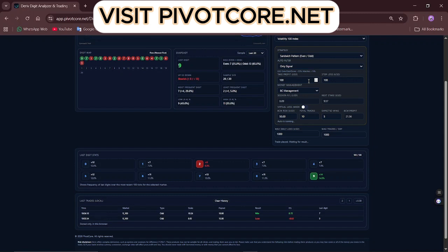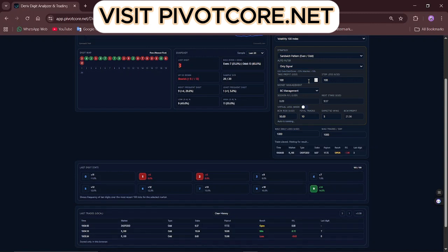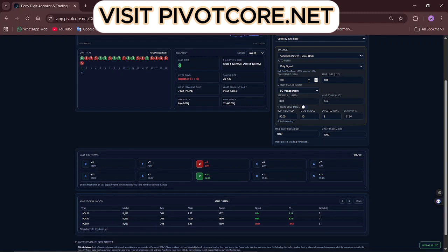Whether you're a beginner or an experienced trader, having a tool that executes your plan perfectly every single time is the ultimate advantage. As we hit our 5th win, look at the consistency. We planned for 10 trades, and by sticking to the 5-win goal, we manage our risk effectively. PivotCore isn't just about winning big, it's about trading smart. It's about hitting your targets and knowing when to step away from the screen.